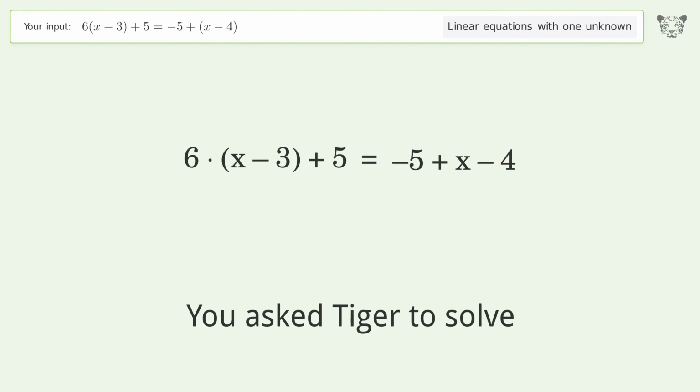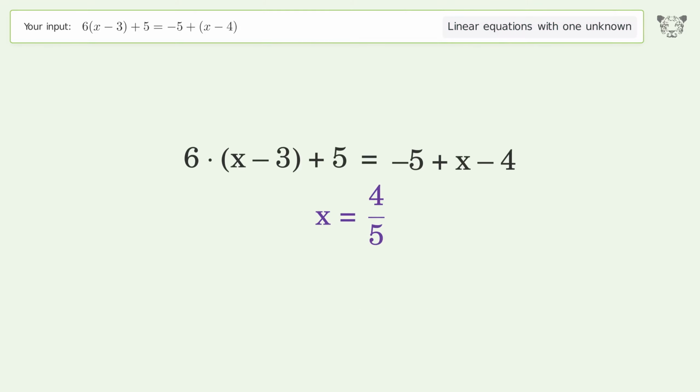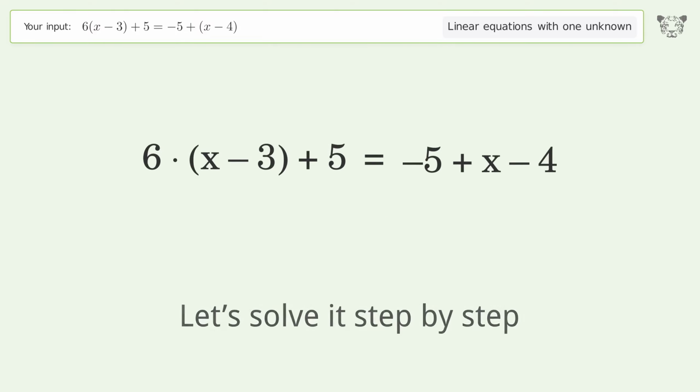You ask Tiger to solve. This deals with linear equations with one unknown. The final result is x equals 4 over 5. Let's solve it step by step.